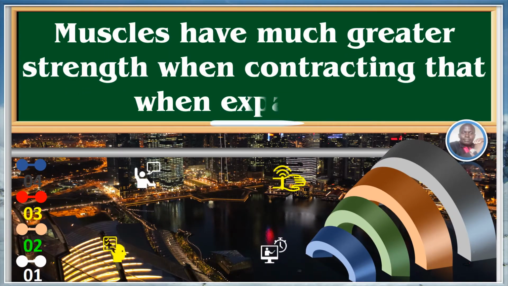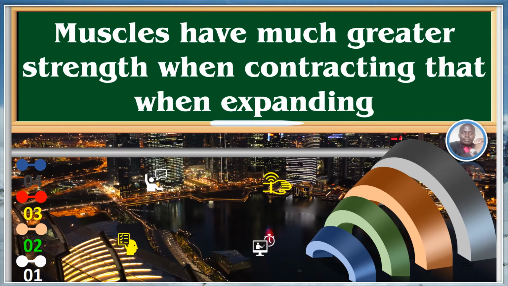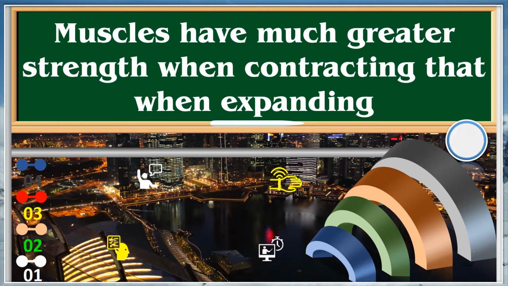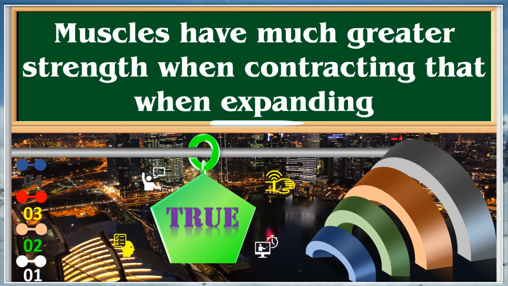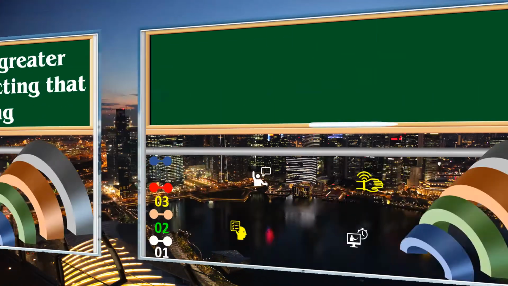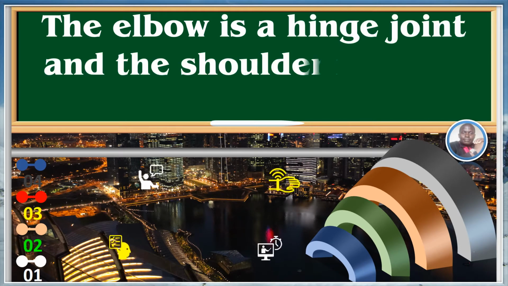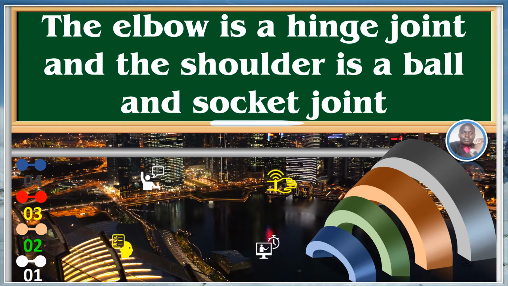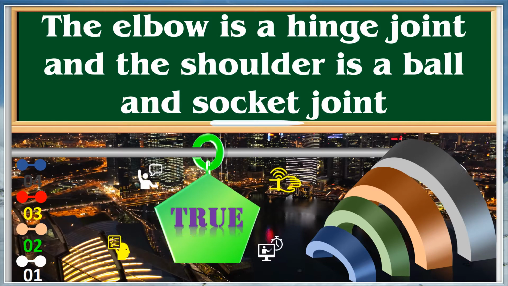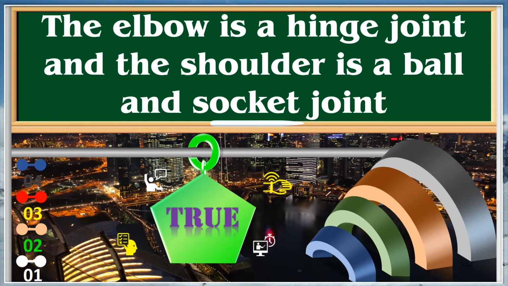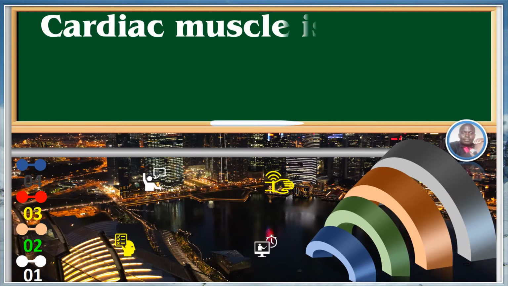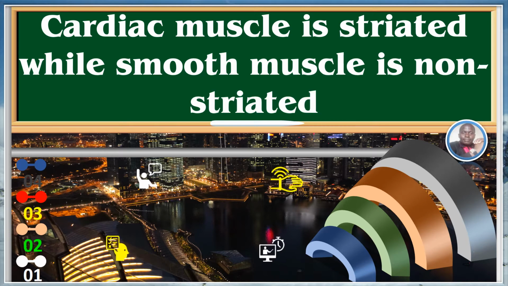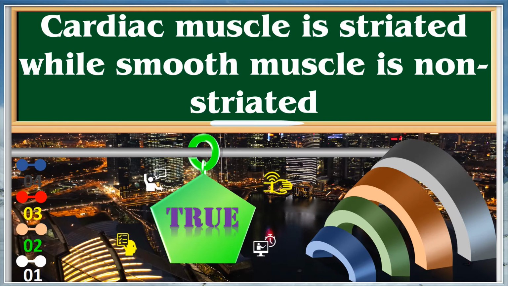Muscles have much greater strength when contracting than when expanding. True. The elbow is a hinge joint and the shoulder is a ball and socket joint. True. Cardiac muscle is striated while smooth muscle is non-striated. True.